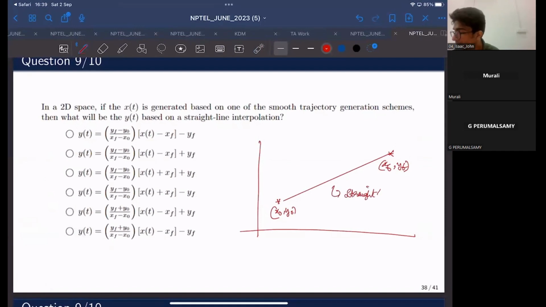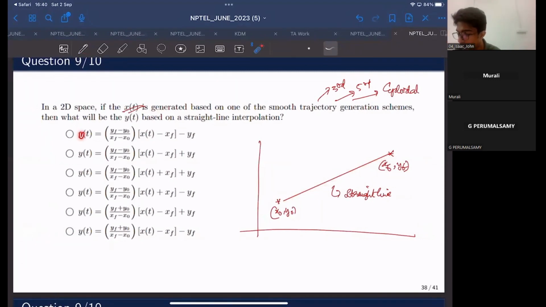And you are also given that you would be planning one of the coordinates, x(t), on one of the smooth trajectory schemes. It could be a third order, or a fifth order, or cycloidal, anything, or it could be a straight line interpolation with parabolic blends. It does not matter. If you have already planned one of the variables, and you want the trajectory to be a straight line interpolation, how would you plan the remaining variable?